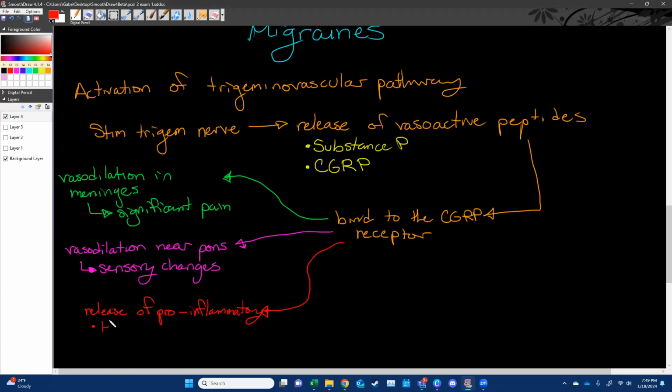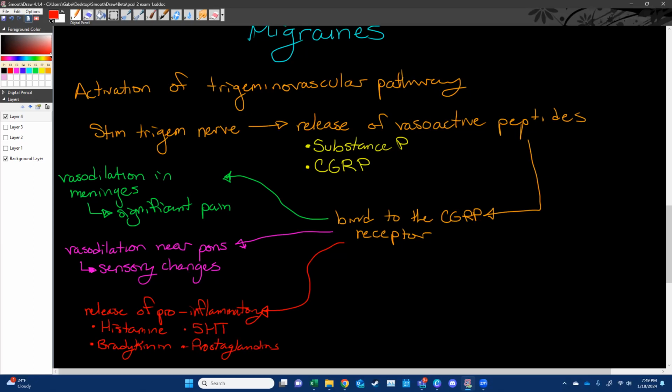Histamine. Very nice. So histamine is one of our major pro-inflammatory, pro-swelling molecules. Another one is bradykinin. Another is serotonin. And then we have our good old favorite prostaglandins. All of these effects are because of CGRP, right?